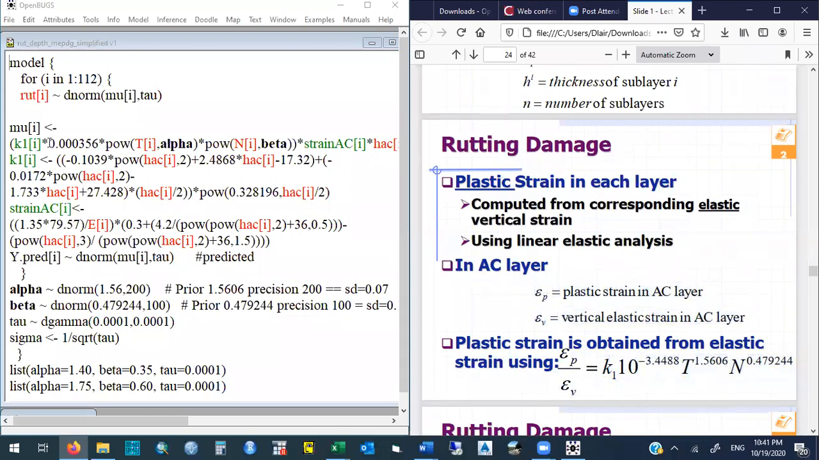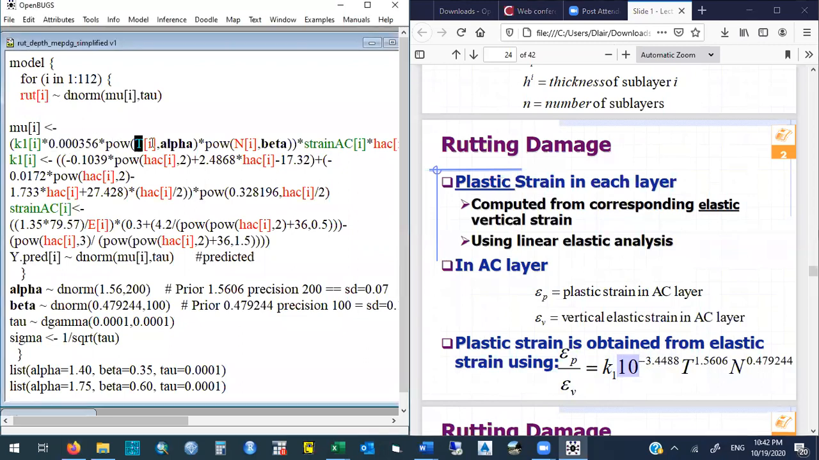Now, if you notice here, I have K1i, this K1 here, times a coefficient. I think this coefficient I have here is going to be my EV estimated from elsewhere. And then that 0.00356 is 10 to the power of this. If you try it, you will see, is this value. Is this 10 to the power of this? That's this one that I have here.